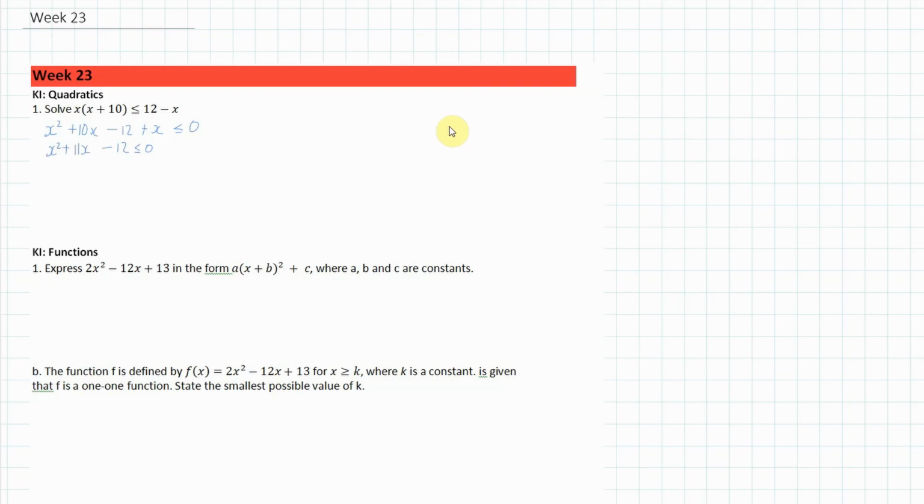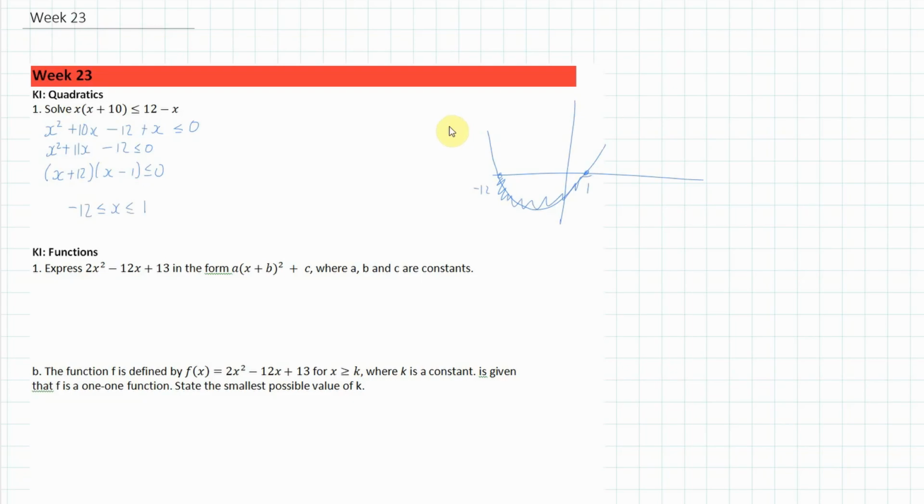And then, well, I think we can factorize this. So I've got (x plus 12)(x minus 1) less than or equal to 0. And so if we were to sketch this, we've got a root at 1 and a root at negative 12. And we want, where is it less than or equal to 0? So it's between those two values, so minus 12 and 1. So I would write this as negative 12 is less than or equal to x is less than or equal to 1, and that would be my final answer there.